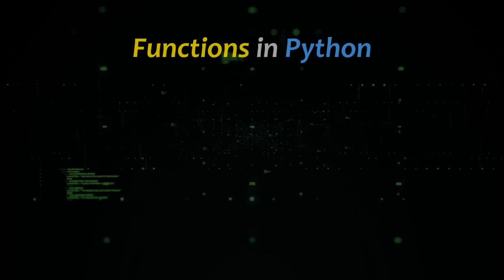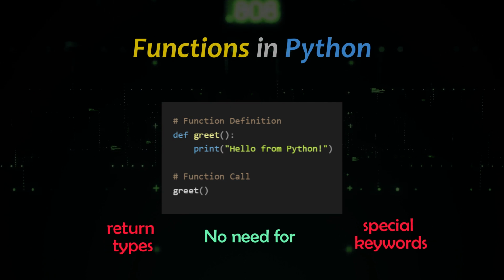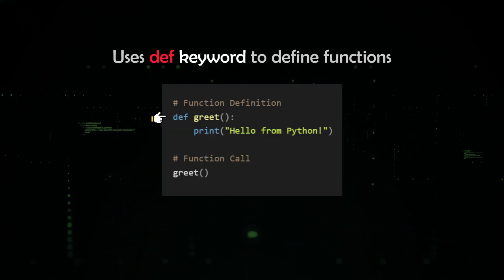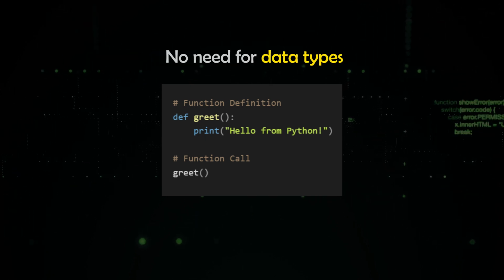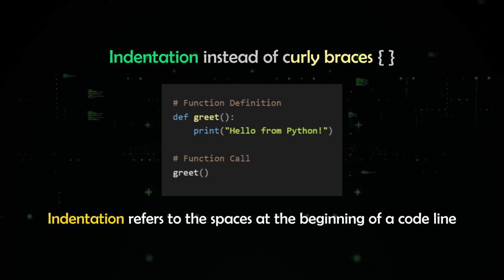Functions in Python. Functions are simpler. No need for return types or special keywords. Key differences in Python: uses the def keyword to define functions. No need for data types. Indentation instead of curly braces.